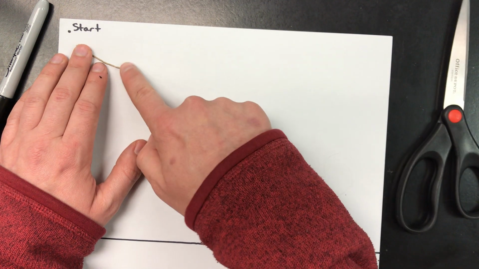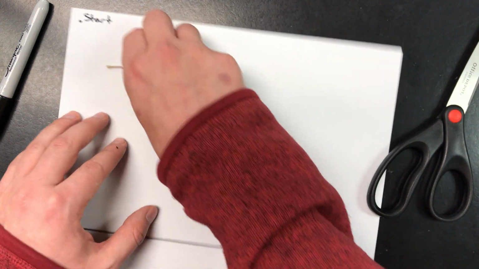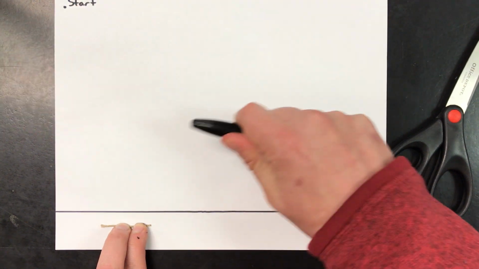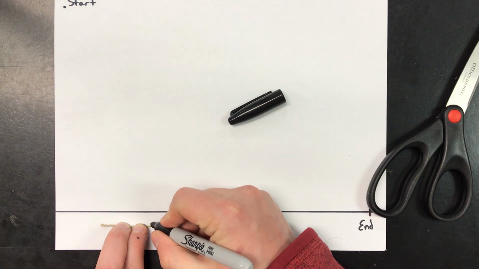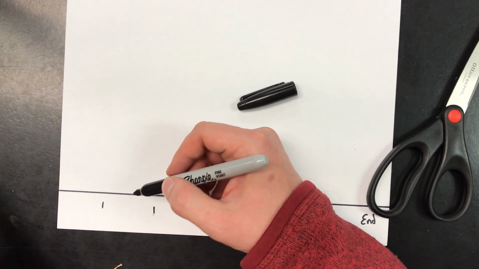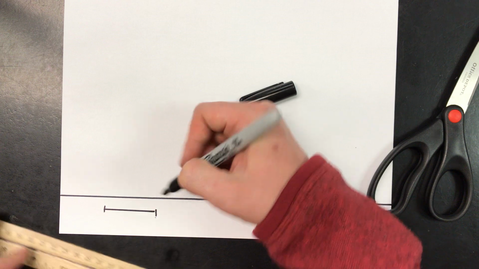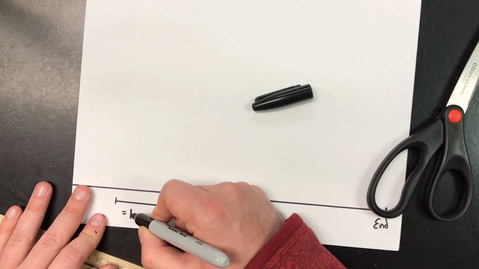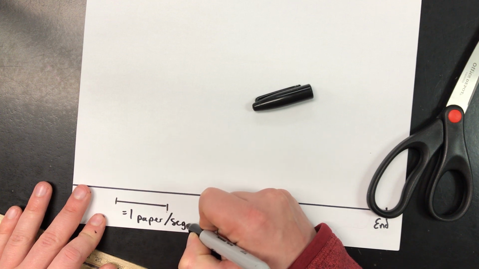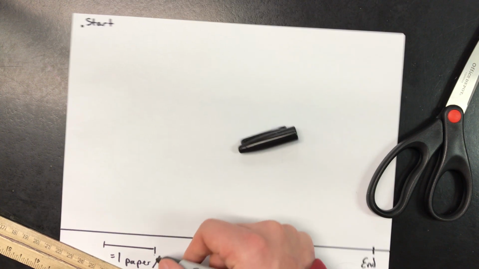The smaller you make this, the more sections of track that you're going to have. Because basically what we're saying here is we're going to use this as our scale. And we're saying this distance equals one paper, or one segment. That's going to be one segment of track.